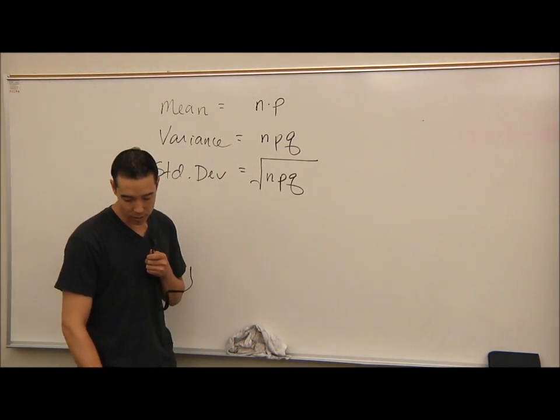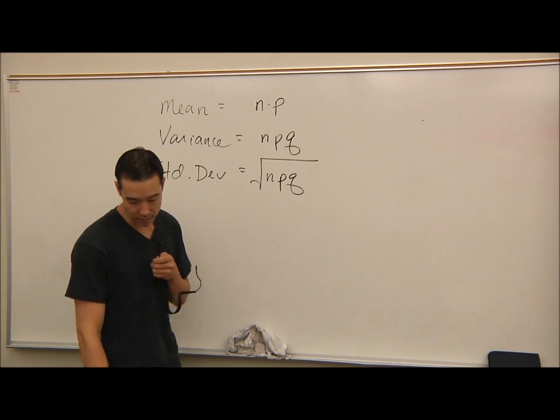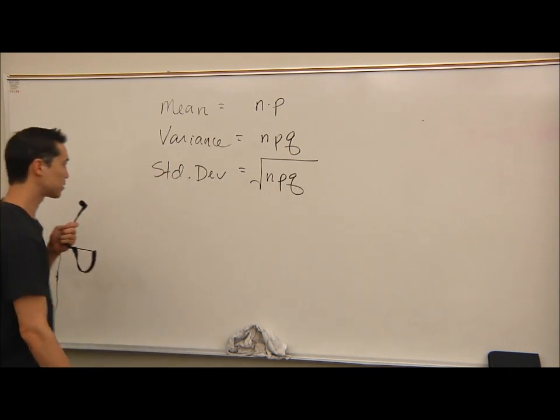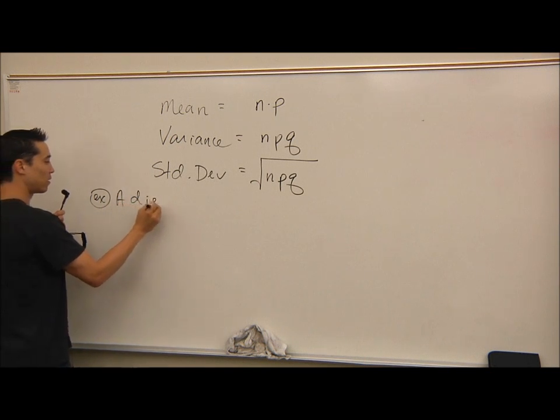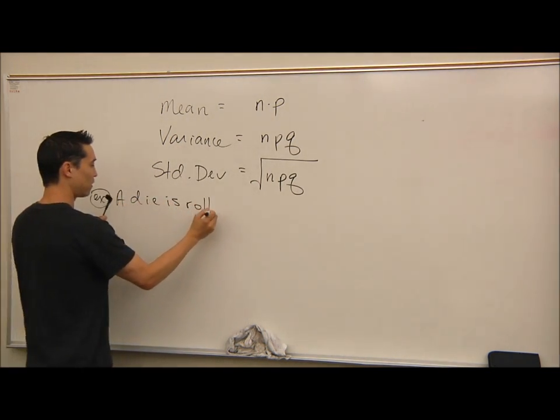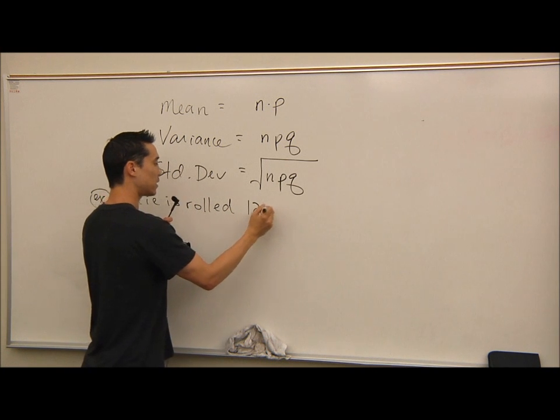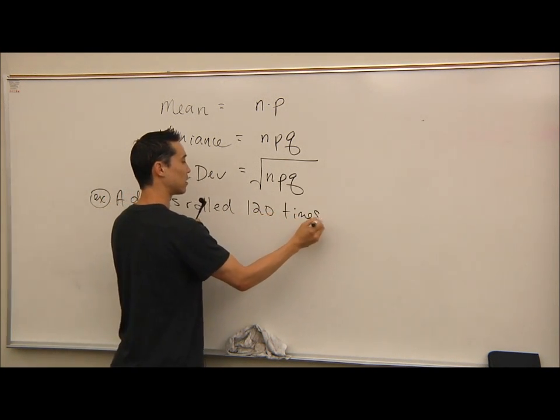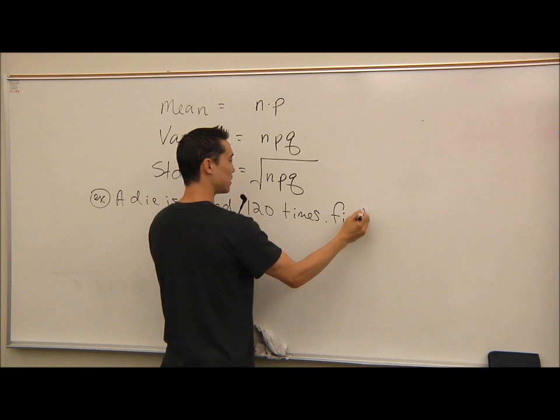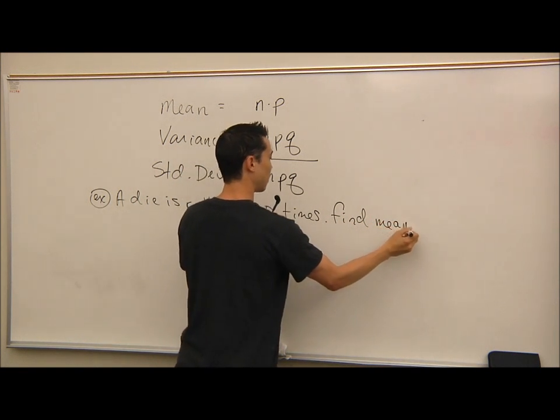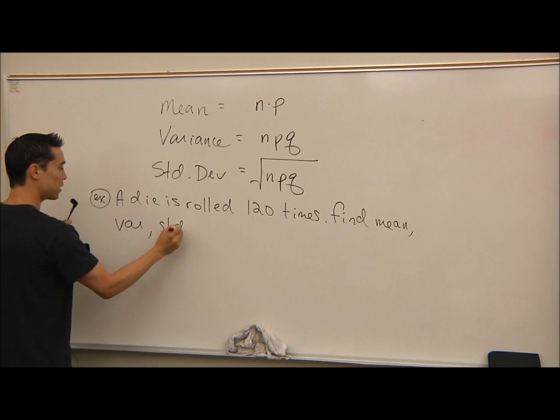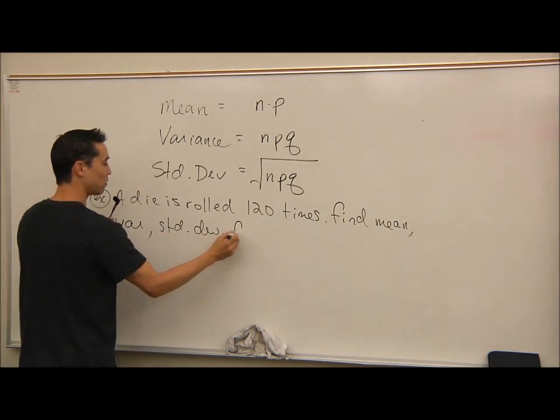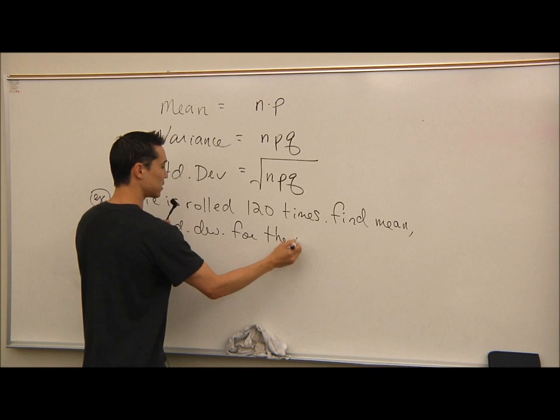A die is rolled 120 times. Find the mean, variance, and standard deviation for the number of 6s that are rolled.